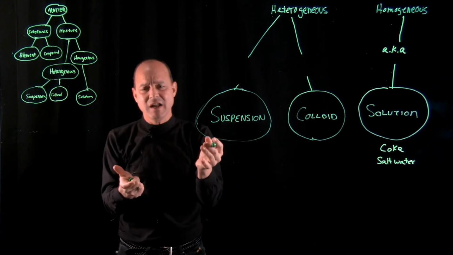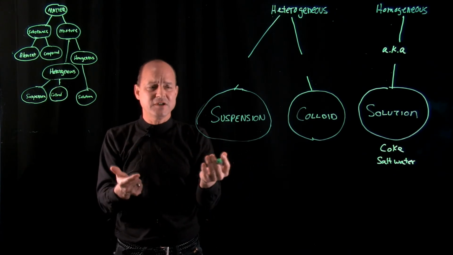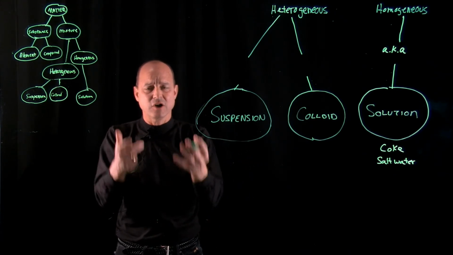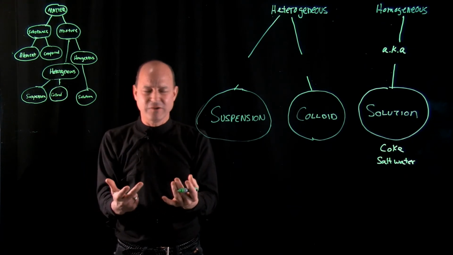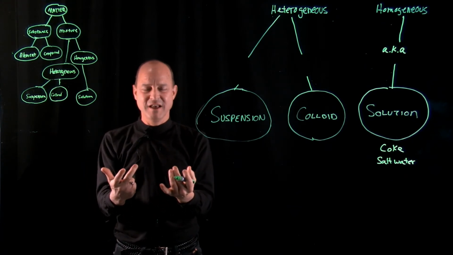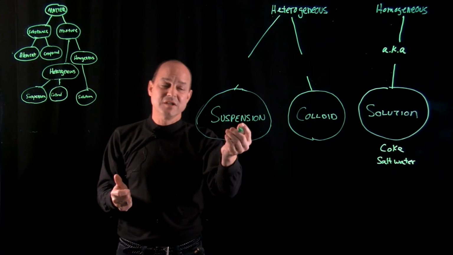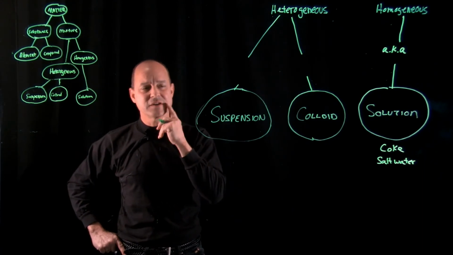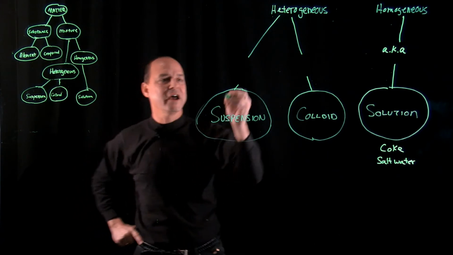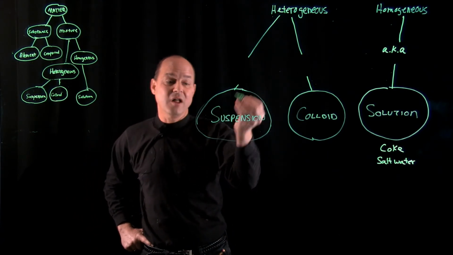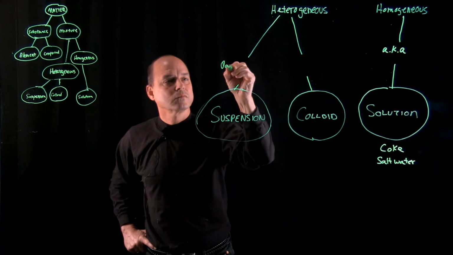Now, a suspension is kind of a misnomer because, by definition, a suspension has particles in it that are large enough that they fall out. So that doesn't sound like a suspension, does it? I'm telling you this because it's kind of weird, and maybe that will help you remember that when you see the word suspension, oh, it's not really a suspension because stuff falls out of it, right? So if the particles are large enough to fall out, it's called a suspension.